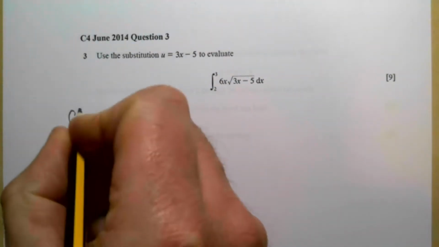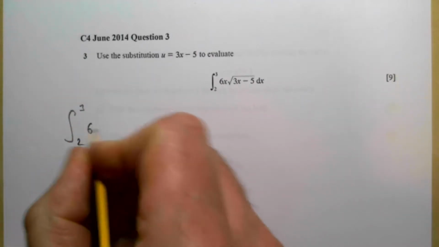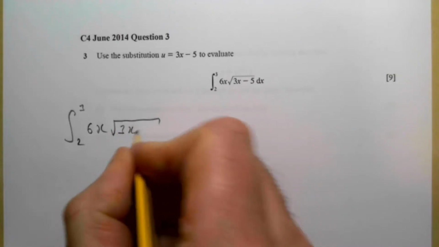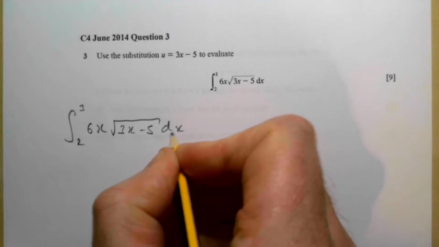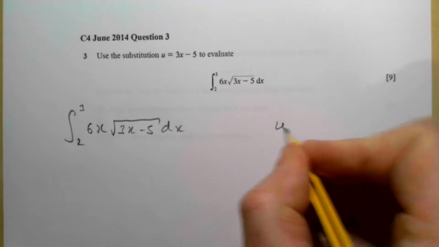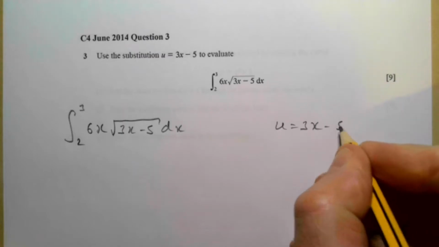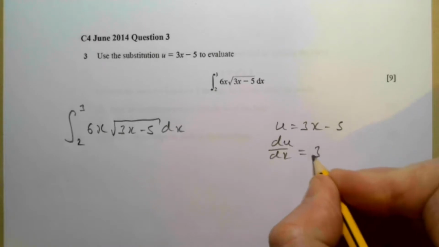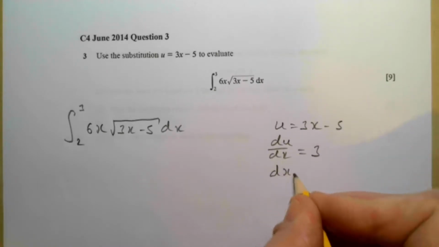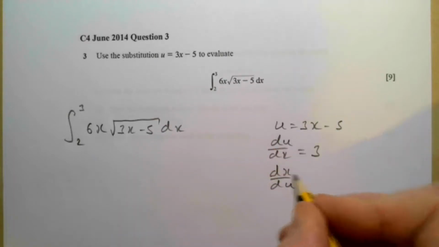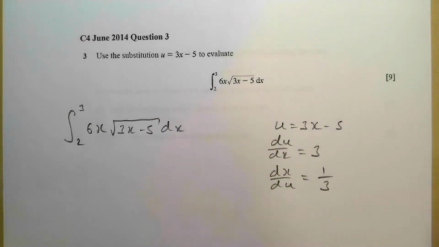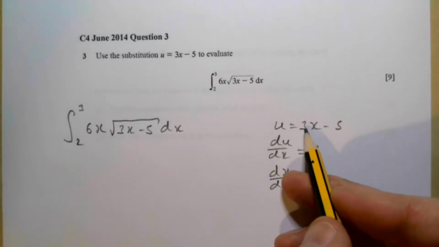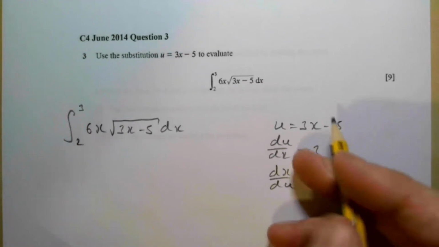So it's going to be the integral between 3 and 2 of 6x upon the square root of 3x minus 5 dx. We're going to use u equals 3x minus 5, and of course we'll need to find du by dx, which gives us 3, and we'll also need to find dx by du, which we substitute into this, which is going to be 1 over 3. We may need to rearrange this as well, so we'll see what happens with that in just a wee second.